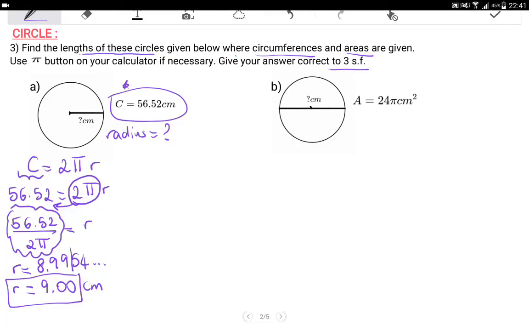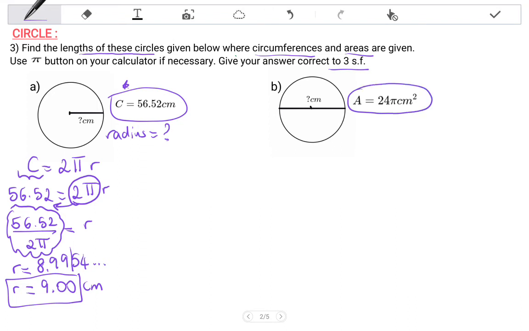In part B, area is given, which is 24 pi centimeters squared, and the wanted length is our diameter. So this length is diameter. So I start from the given information. The area formula is pi r squared. So within this formula, we are going to get the value of r, then diameter equals twice r. So I will use r to get the value of d, which is diameter. So area is 24 pi equals pi r squared.